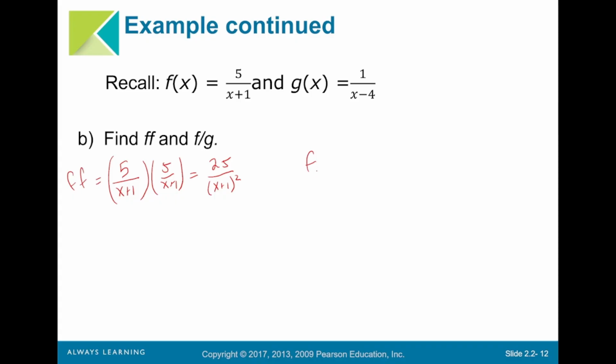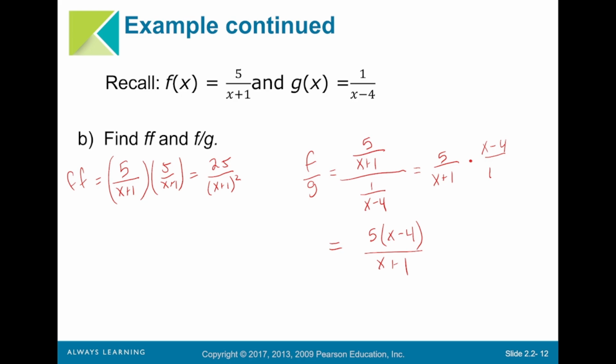Now if we want to find f over g, well, let's write that out. 5 over x plus 1 divided by 1 over x minus 4. Try to use a really big divided by bar in the middle there. Kind of helps keep your fractions organized. Well, when we have a fraction divided by a fraction, we always multiply by the reciprocal. So we take the first fraction, we multiply it by the reciprocal of the bottom fraction, and we get 5 times x minus 4 divided by x plus 1. Right? So that's what it simplifies to.